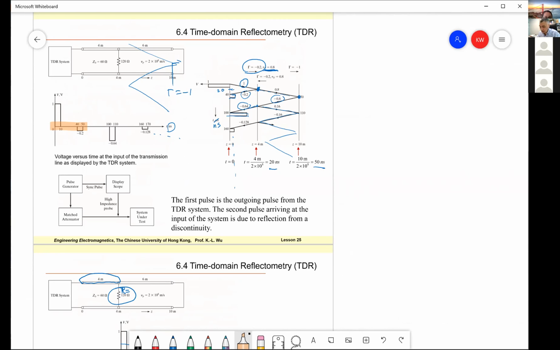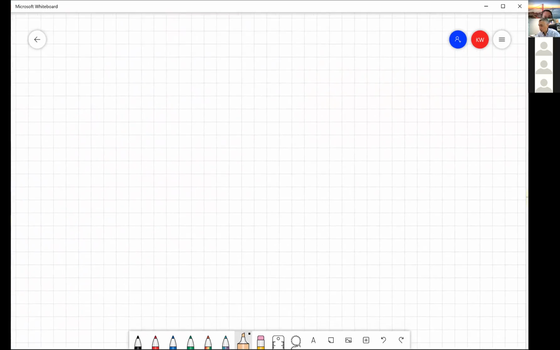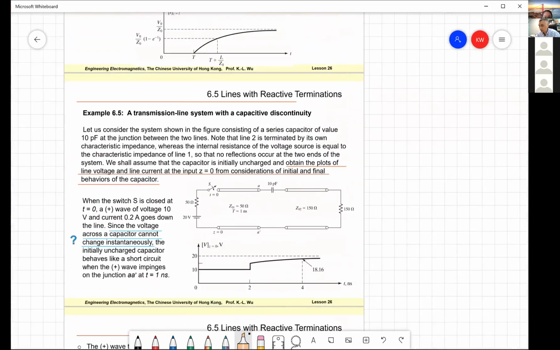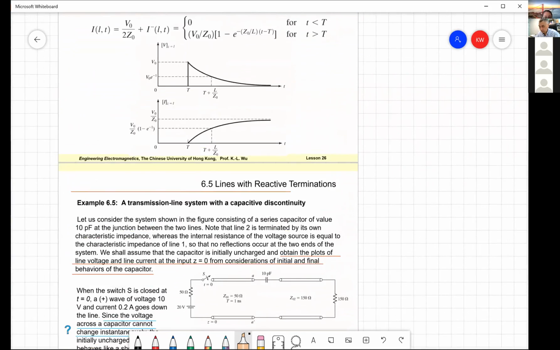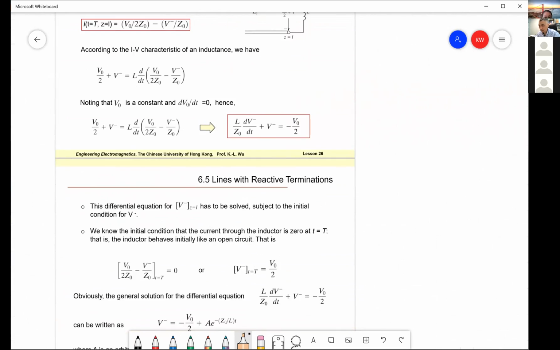All right, so this is a very brief introduction about reflectometry. The time to me is very precious, so I don't know how much we can finish.